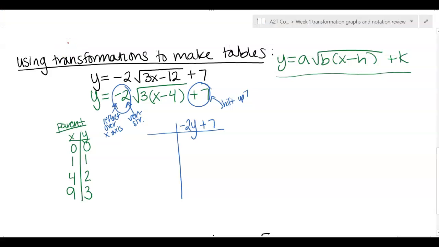We then look at the horizontal ones, and remember they are the correct numbers in the equation, but they mean something different on the graph. So this 3 here as a b value doesn't actually mean a horizontal stretch. It means a horizontal compression. So we actually see it getting multiplied by 1/3. And then our h value is actually positive 4 here, shifting things to the right 4.